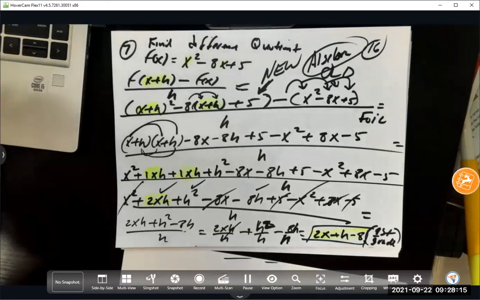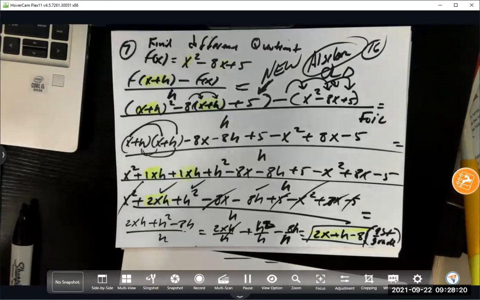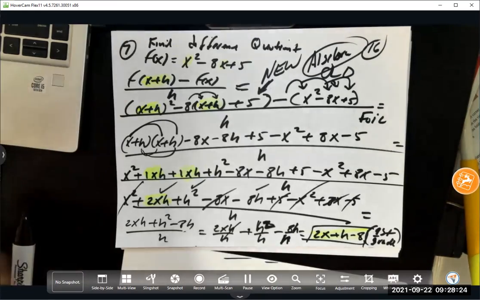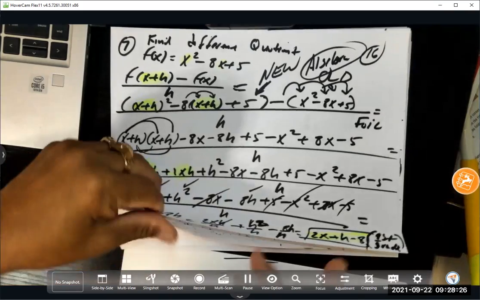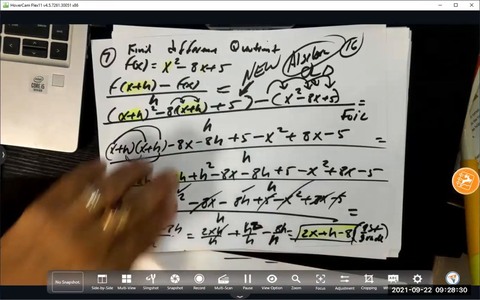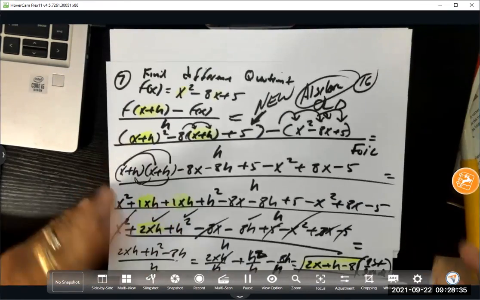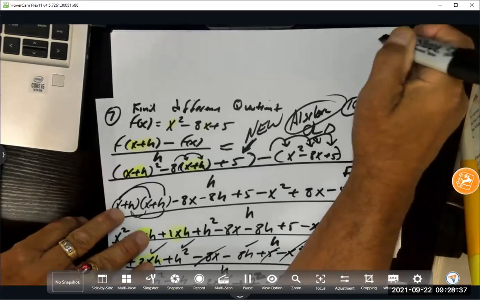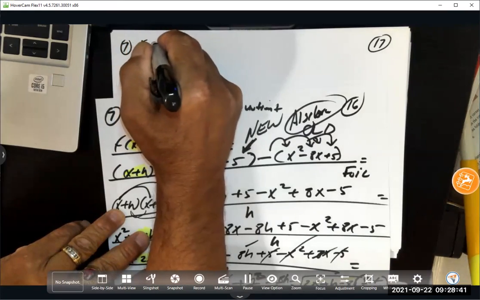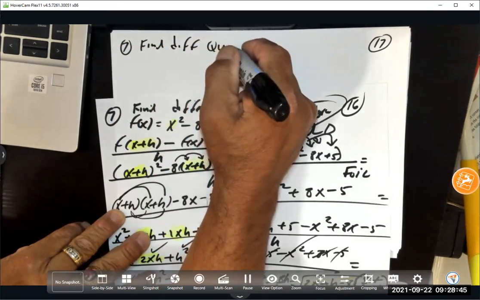All right, can I go to the next page and do it again? Yes. All right, let's do it again. Let's change the numbers and we'll do it again. Okay, let's do it a couple more times so you can get the hang of this. All right, so same kind of problem. Okay, page 17, and this is number 7. It'll just say find the difference quotient, and this is it.